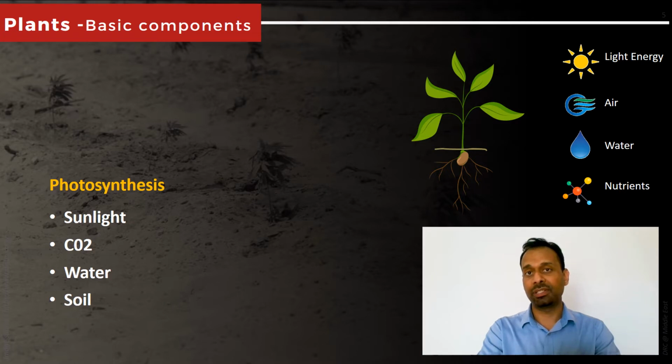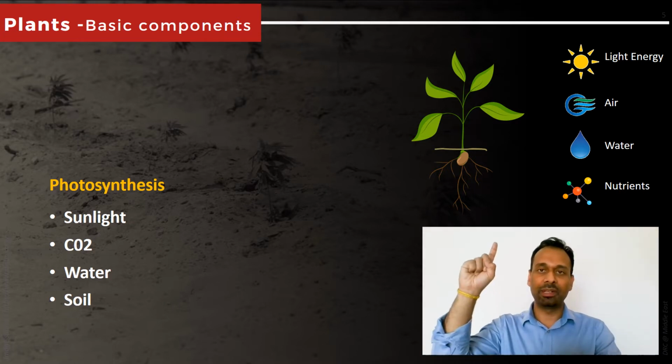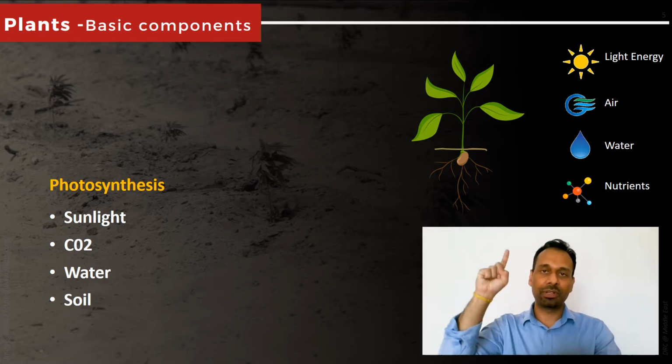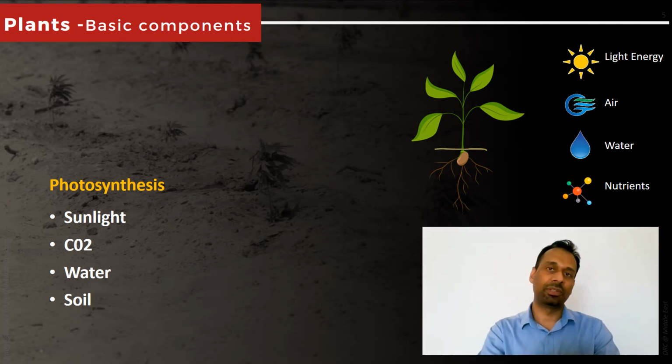For photosynthesis, plants need these four elements from nature or from the environment. These are mainly sunlight, which is the source of energy. Second is carbon dioxide, which the plant extracts from air. Third is water. And the fourth and most important is nutrients, which plants mainly absorb from the soil. So these are the four components which are needed for healthy growth of a plant.